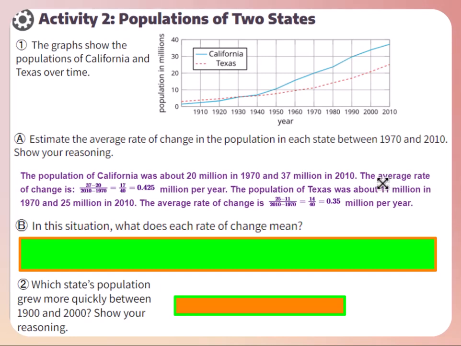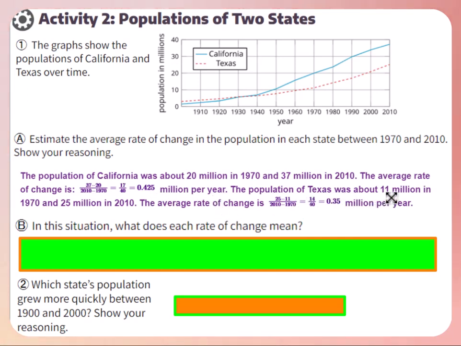Okay, and then the average rate of change is, take those points. Those points would be 1970, 20, we're talking about millions. And then the second point is 2010, 37. Okay, find the slope. Rise over run. So subtract your y's, subtract your x's, and you should get 0.425 million per year.